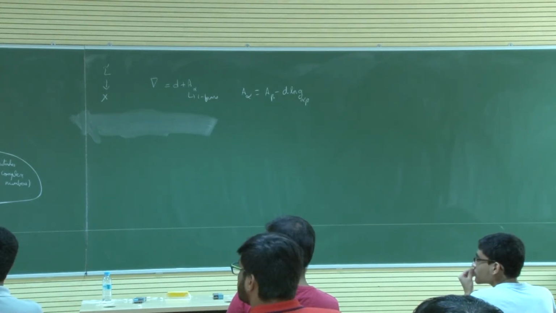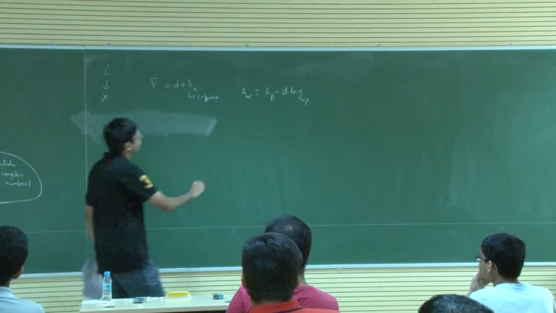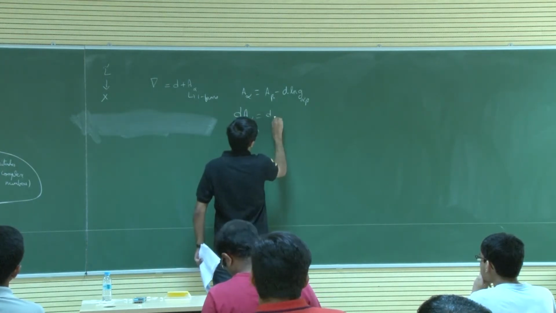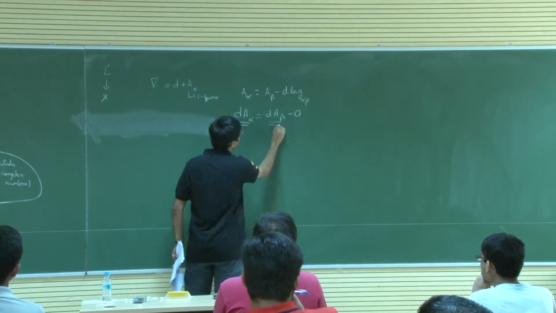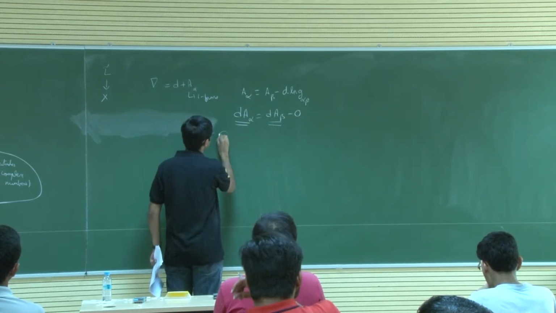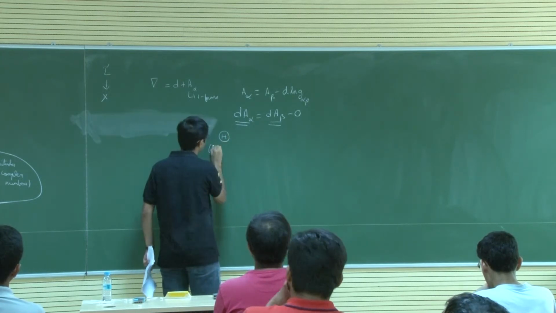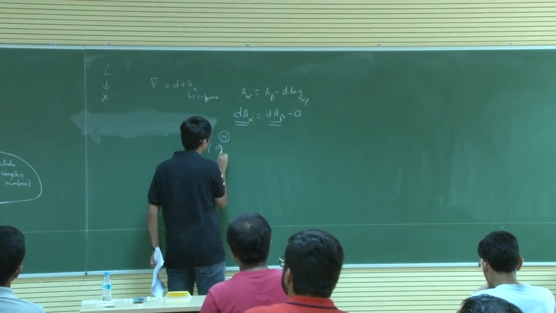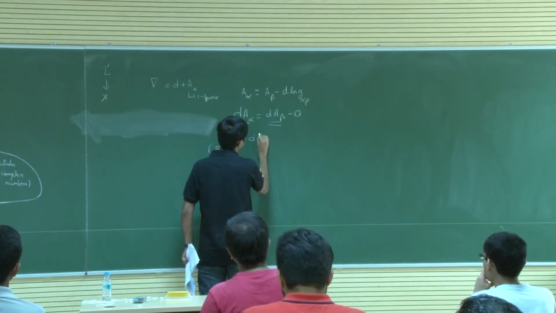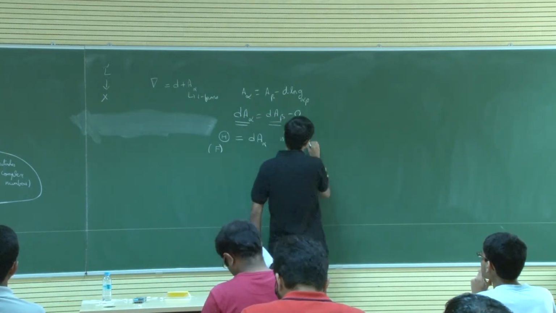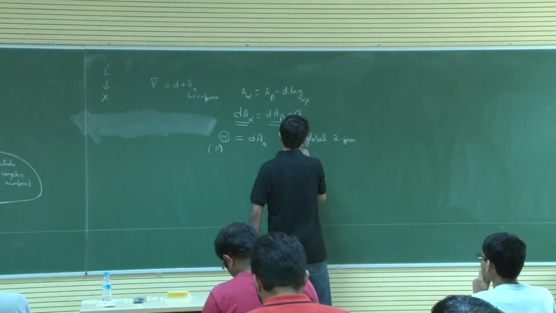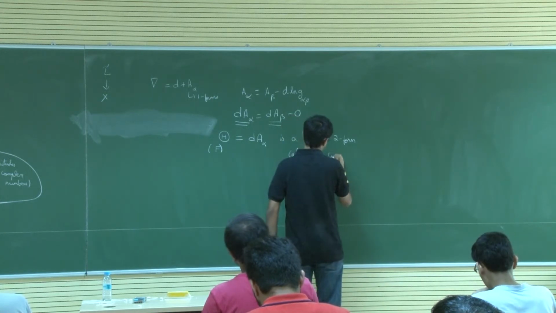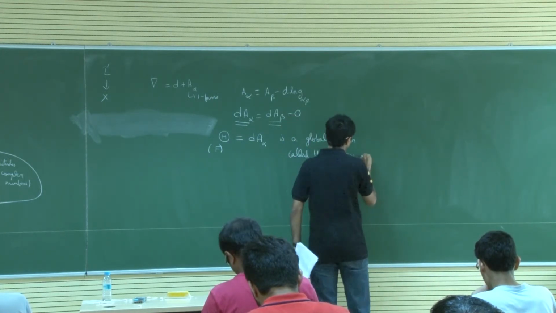This is a collection of one forms that don't agree, right? Take d on both sides. This is 0. So this gives you a global object. This is denoted by theta. Some people, maybe Sushmita, will denote it by F. dA_alpha is a global 2-form called the curvature of nabla.